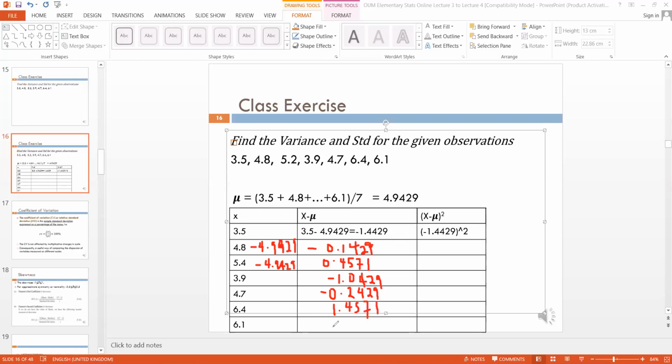And then the last one, 1.1571. Okay, so next we are going to square. When we square the first one here, which is negative 1.4429, what do you have?